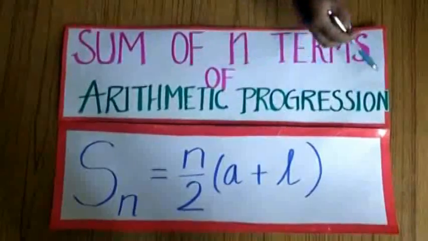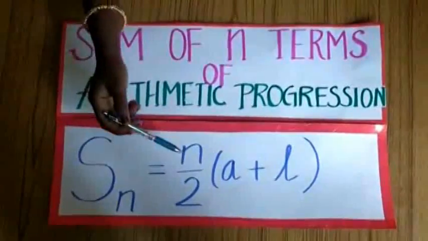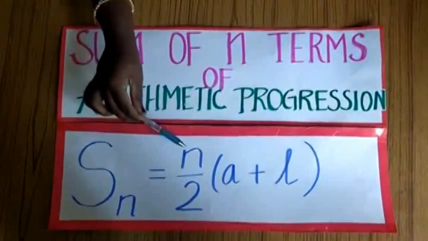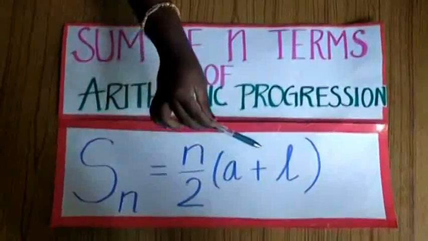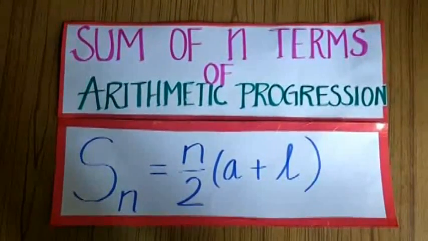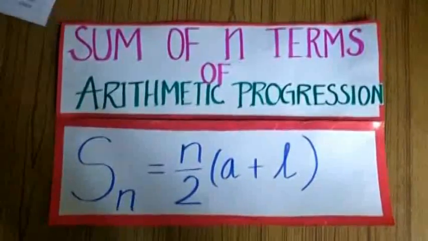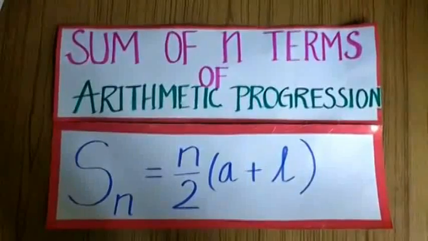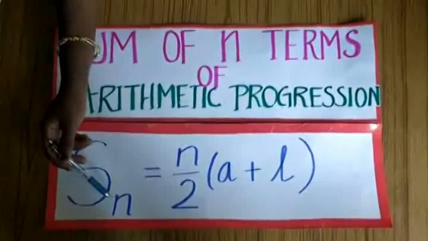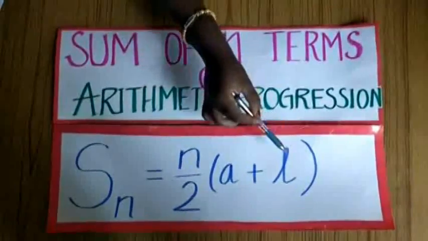Therefore, the sum of n terms of an arithmetic progression is derived as Sn is equal to n by 2 into (a plus l), where n represents the number of terms, a represents the first term and l represents the last term. So, using this equation, you can derive the sum of n terms of any AP. Students will be able to substitute different values of n for an AP whose first term and last term differ.